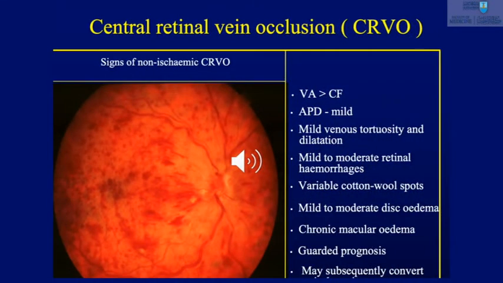A more widespread spectrum of the disease is central retinal vein occlusion, and it can be non-ischemic, in which the visual acuity is good. There is mild afferent pupillary defect, mild venous tortuosity and dilatation, mild to moderate retinal hemorrhage, variable cotton wool spots, mild to moderate disc edema, chronic macular edema, guarded prognosis, and it may subsequently convert to an ischemic type, which is a bad prognostic sign.